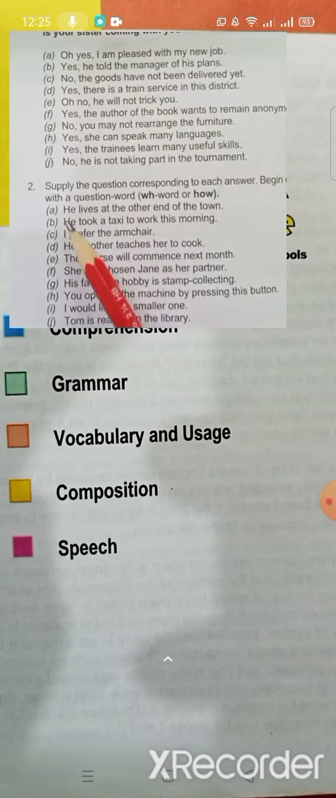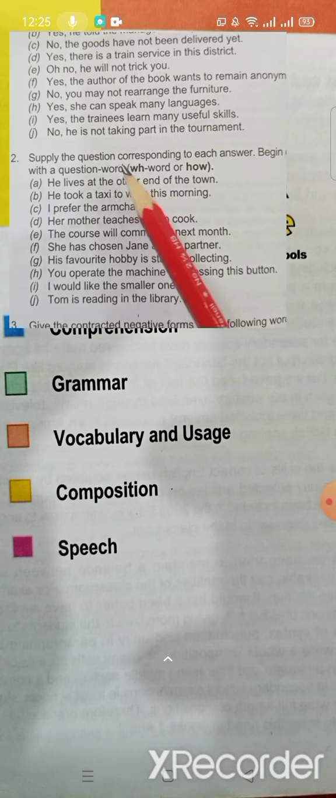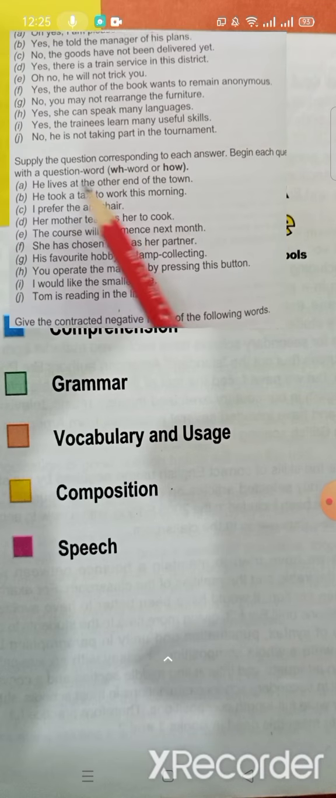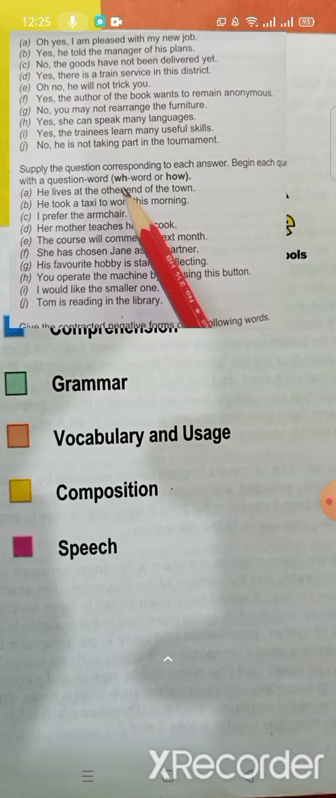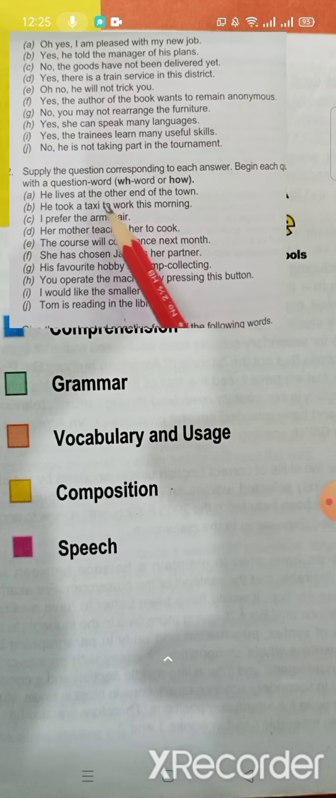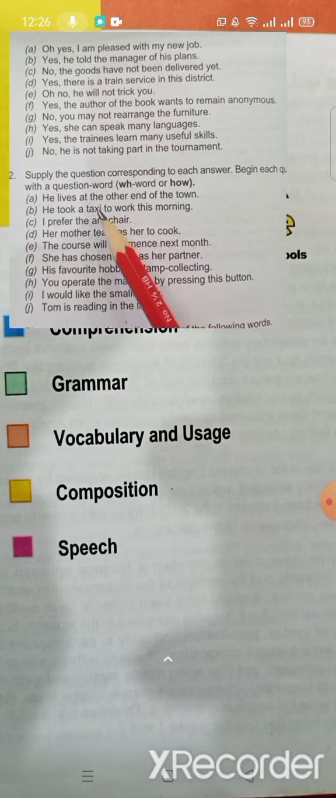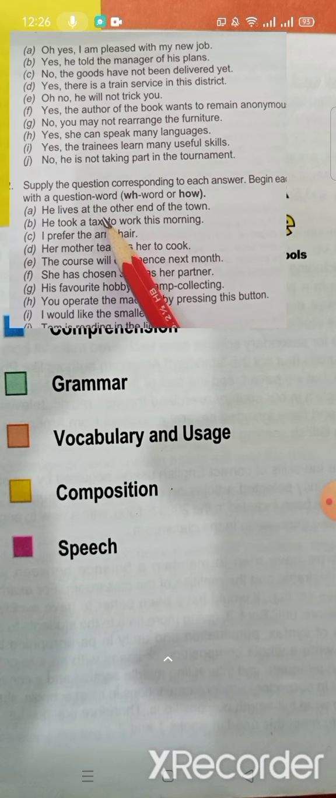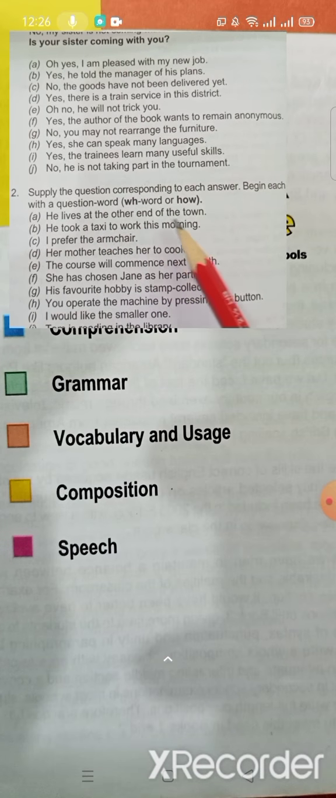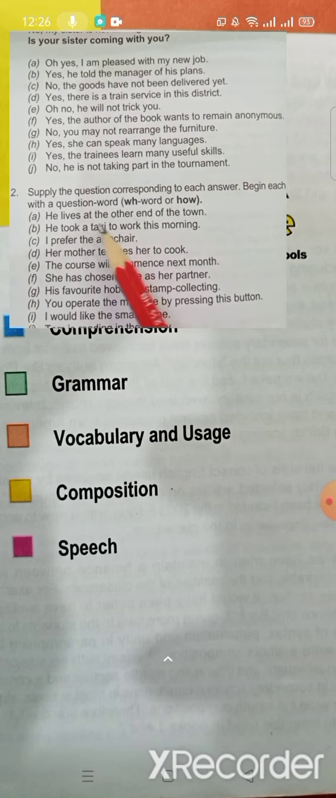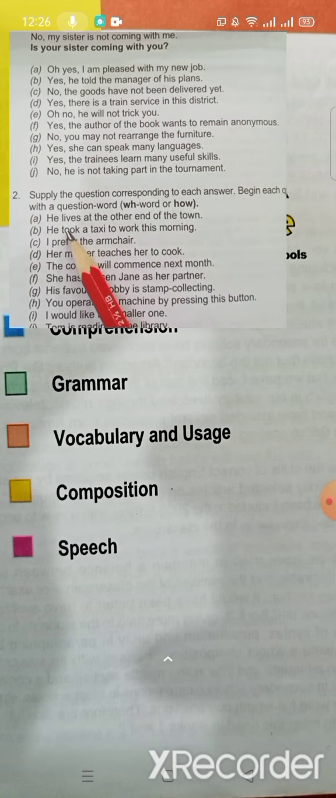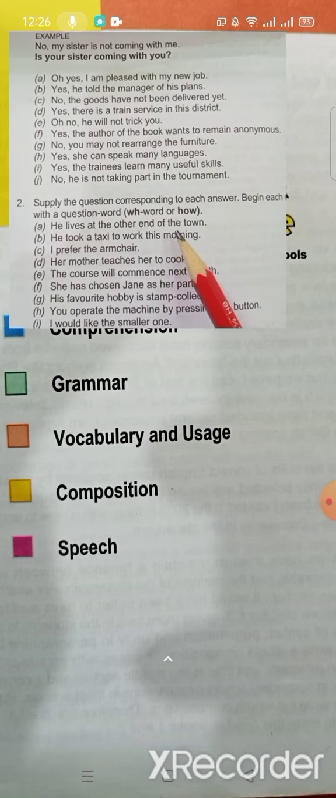In the second exercise, supply the question corresponding to each answer. Begin with a question word, so you have to use a wh-word or how. He lives at the other end of the town. So you have to make a sentence using a wh-question or how. What will you make? Where does he live? So the answer will be: he lives at the other end of the town.